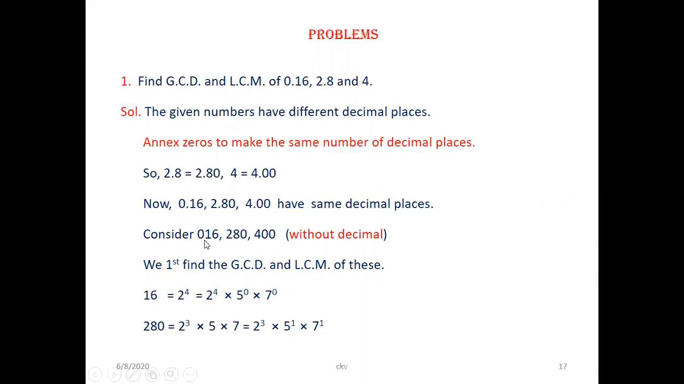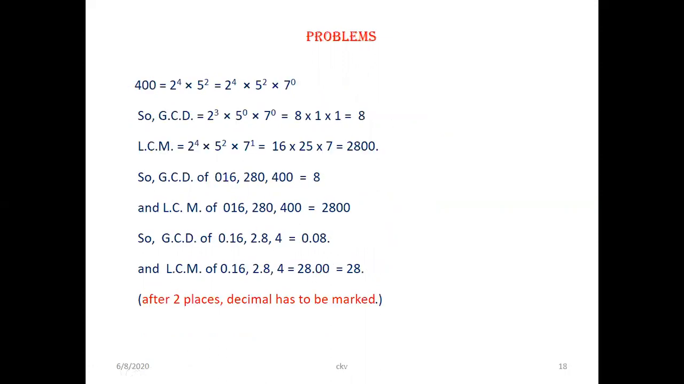0.16 without decimal means 16. 2.80 without decimal means 280. 4.00 without decimal means 400. Now you have 3 numbers, and in all these numbers there is no decimal place. For these numbers you find out GCD and LCM, like we discussed in previous slides. So GCD of the numbers you got as 8, and LCM of these numbers you got as 2800.